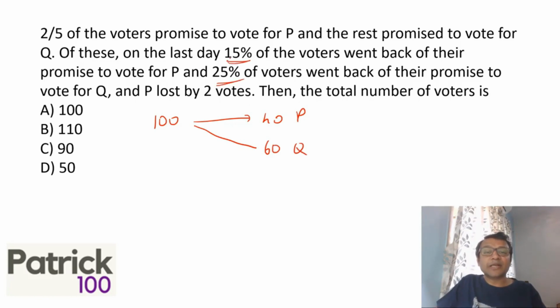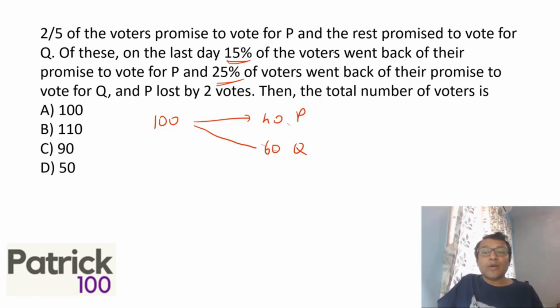Now the reason you can take 100 is because everything is given in percentage. The change is given in percentage. If the change was given in numbers, you would not be able to use 100. Maybe you could use 100x in that case. But since all the changes are given in percentage, we can use 100 and try to solve. So 2/5 voted for P, 40. Remaining voted for Q, 60.